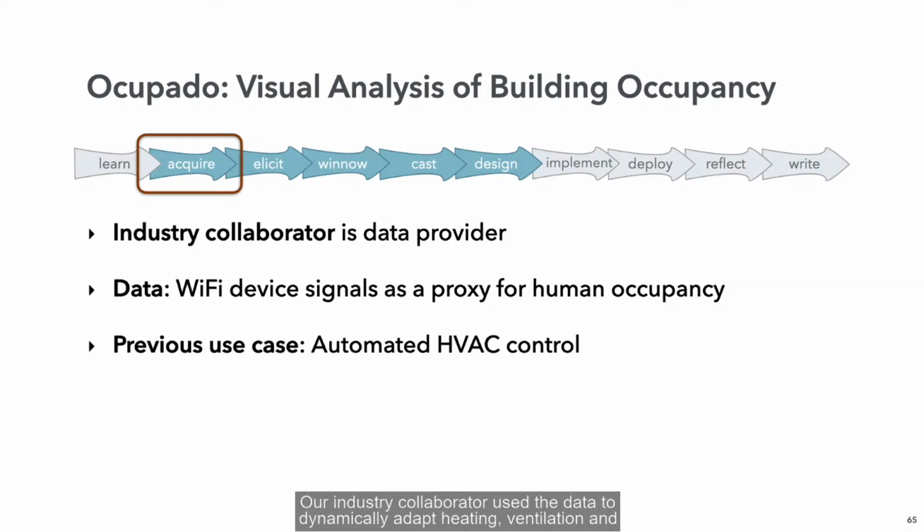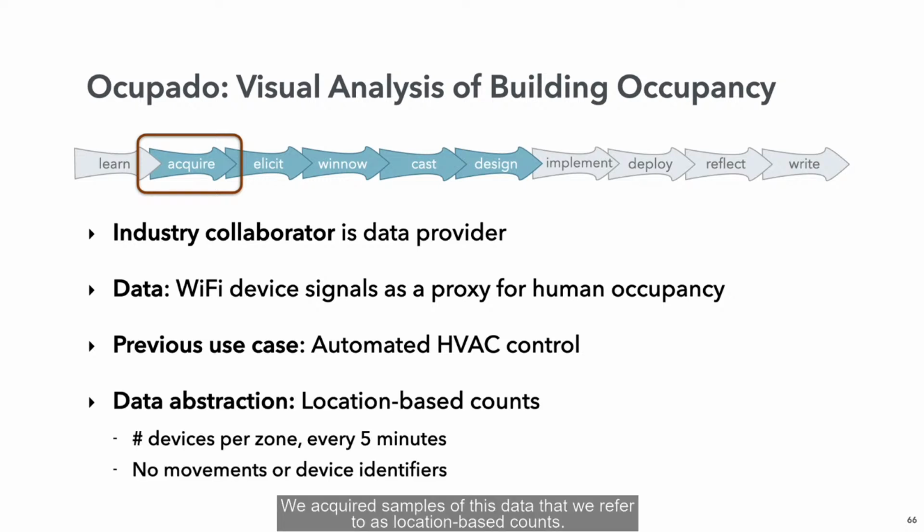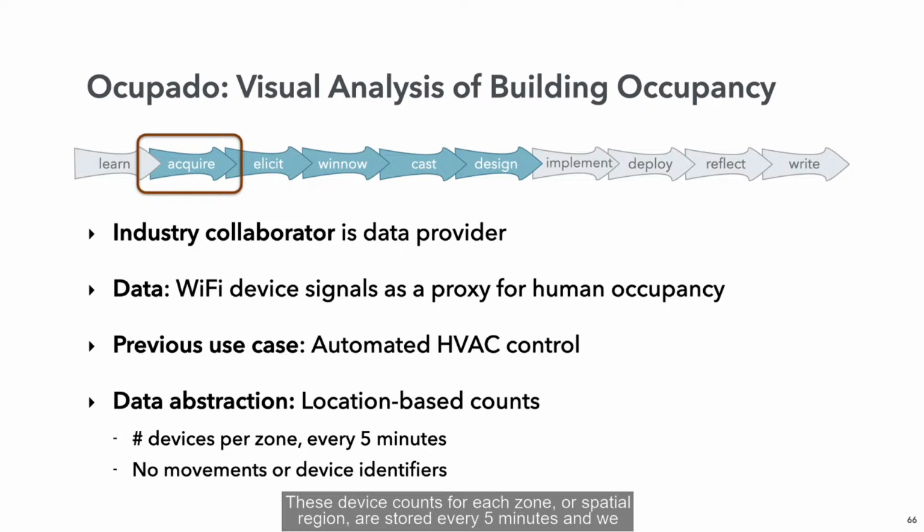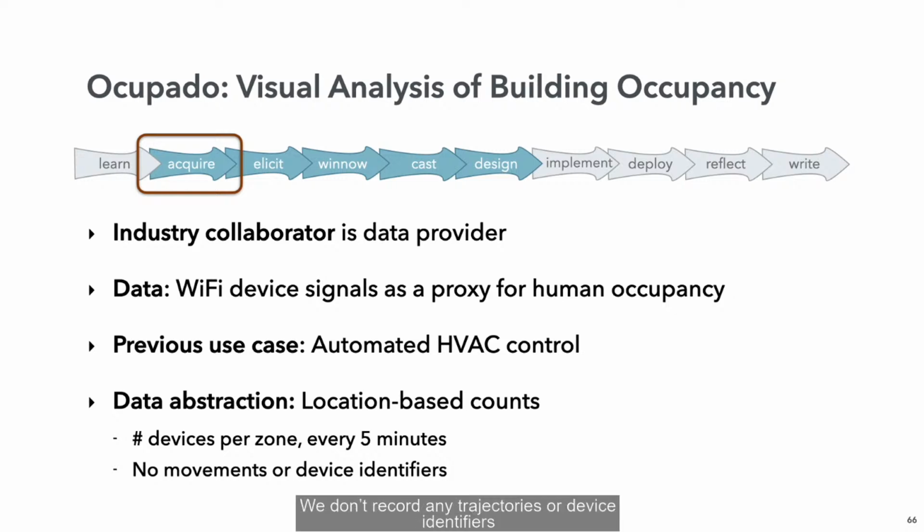Our industry collaborator used the data to dynamically adapt heating, ventilation, and air conditioning in building management systems. We thought, wow, this data is really interesting, and we suspected that it could be useful for decision making and resource management if users can see the data visually. We acquired samples of this data that we refer to as location-based counts. These device counts for each zone or spatial region are stored every 5 minutes, and we get a spatial time series over time. We don't record any trajectories or device identifiers, which leads to significant privacy advantages.